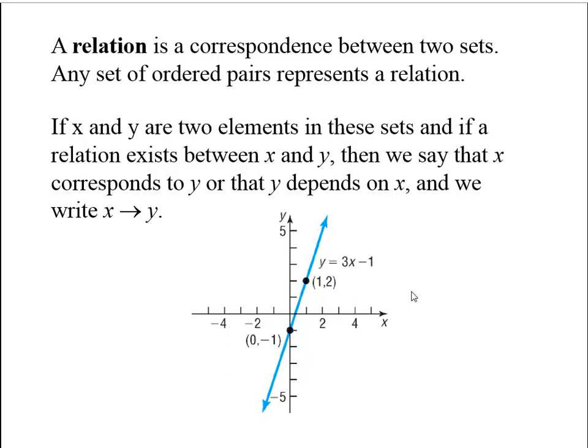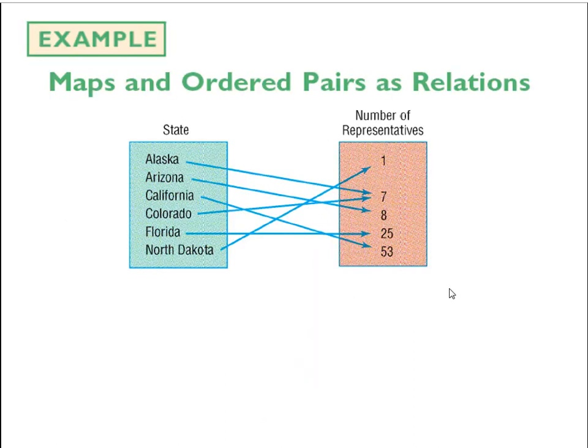Now most of what we're going to do in this class is look at equations and their graphs, but there are some examples where we're going to look at what we call mappings, or ordered pairs. So here's a mapping from the set of states to the set of the number of representatives. You'll notice that Alaska has 7 representatives. Arizona maps to 8 representatives, California maps to 53, and so on and so forth. So this is an example of a relation, in this case a mapping from one set to another. This is sometimes called an arrow diagram.